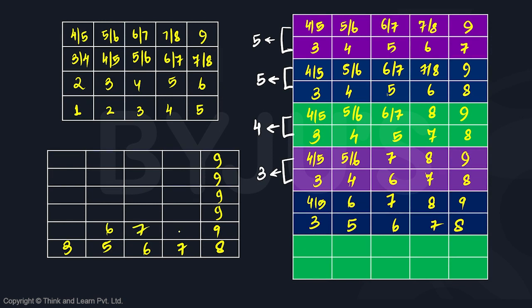So these are fixed as 6, 7, 8. So obviously we are going to have only 2 cases, one being you can have 4 here or you can have 5 here. So we will have 2 cases from here.